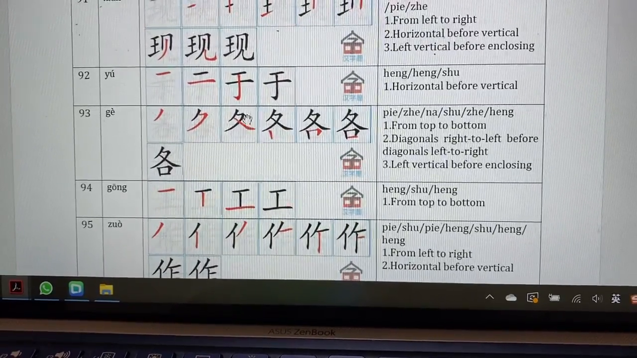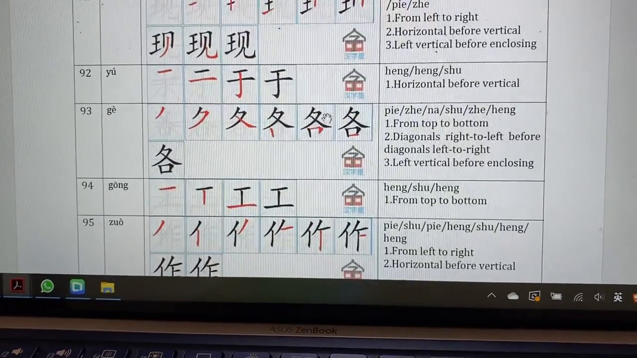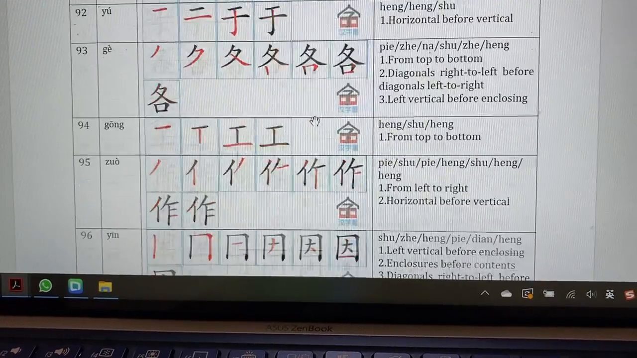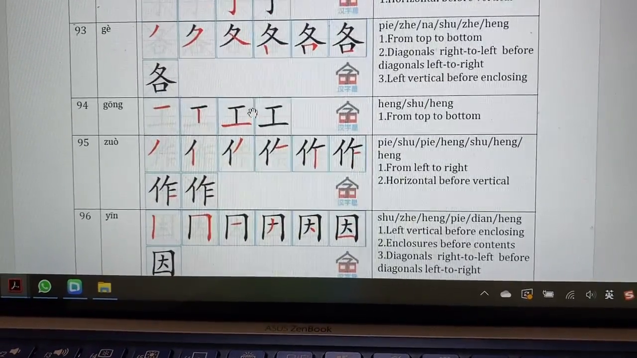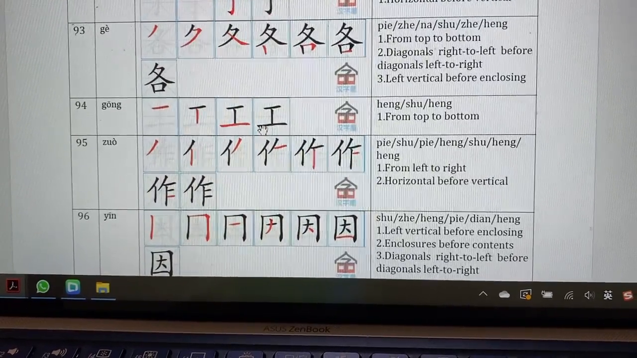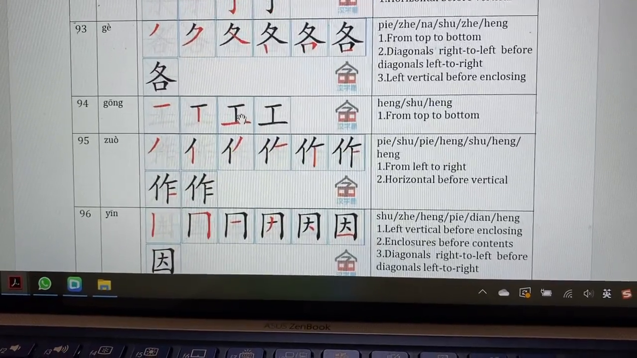And for this one, you may have paid attention to that. Actually, the top part is bigger than the bottom. Yeah, this is also a case. And for this gong, that's too easy. Just bear in mind that you need to do the second or the last heng wider than the first one.